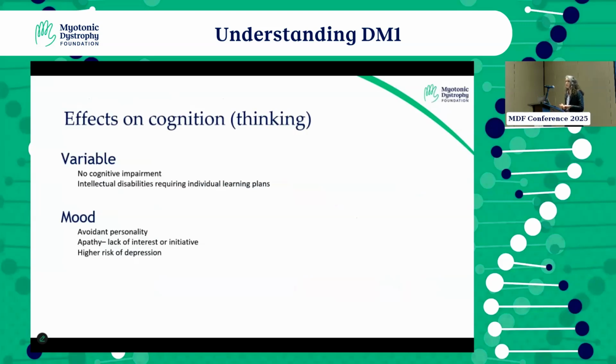The effects on cognition or thinking in DM1 are variable. Some people don't notice any effects, while others may have intellectual disabilities that require individual learning plans for school or their occupation. Mood can be affected. Some people might experience an avoidant personality where they try to avoid situations where they may feel like they're being criticized or embarrassed. Apathy, which is lack of interest or initiative in different activities. And also with DM1, there is a higher risk of depression.